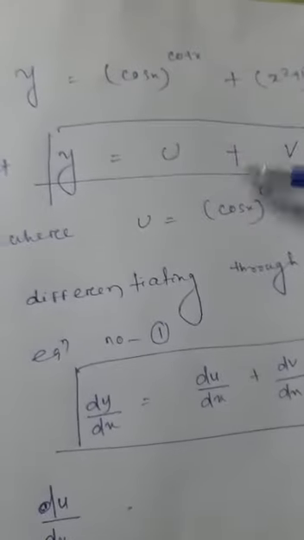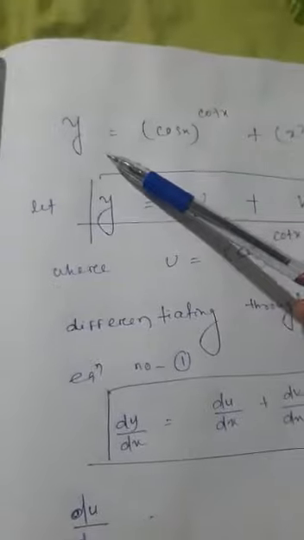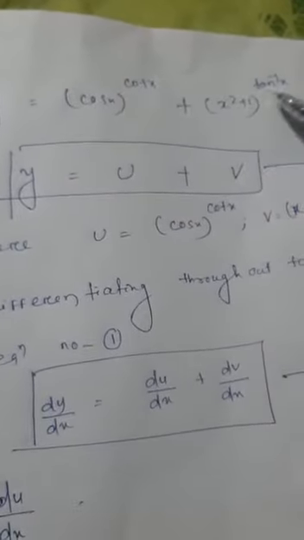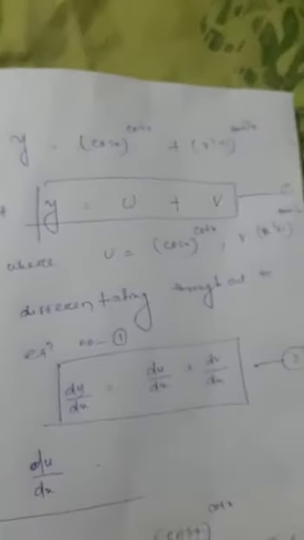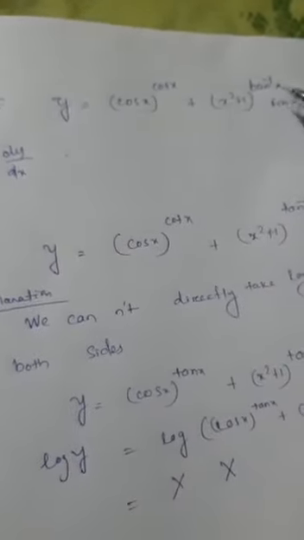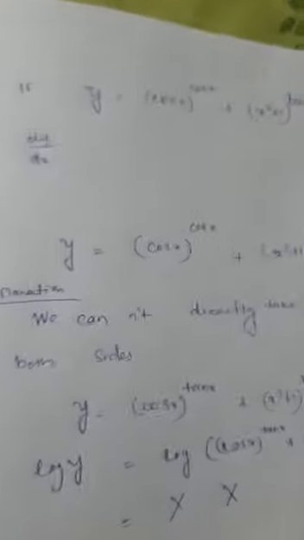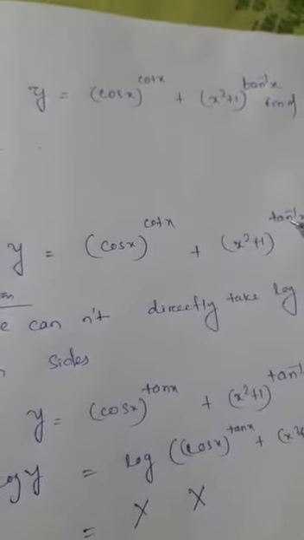And this is a long question from the same section. See, if y is equal to (cos x) power cot x plus (x square plus 1) power tan inverse x, then find the value of dy by dx. If y equals (cos x) power cot x plus (x square plus 1) power tan inverse x, find dy by dx. See, now variable power variable is there, here also variable power variable is there.